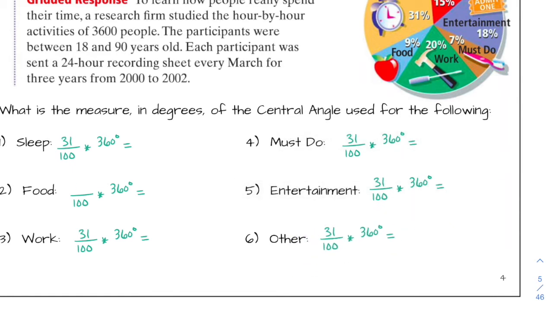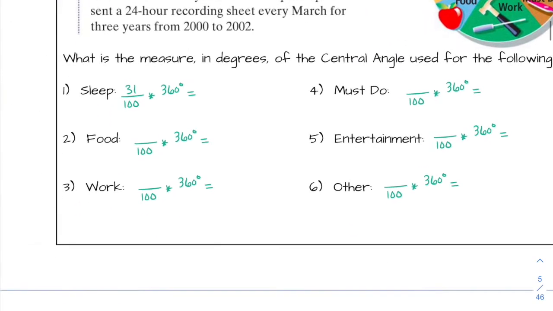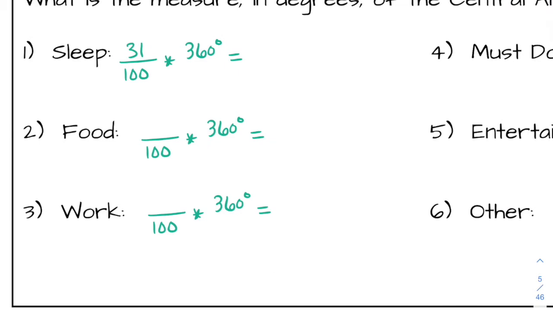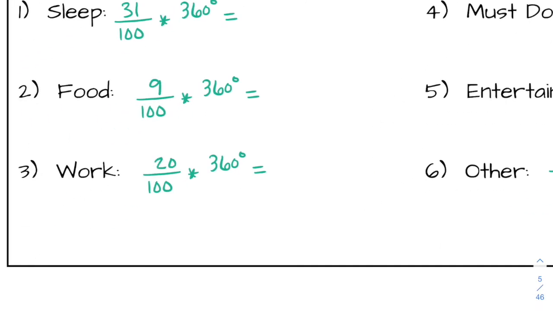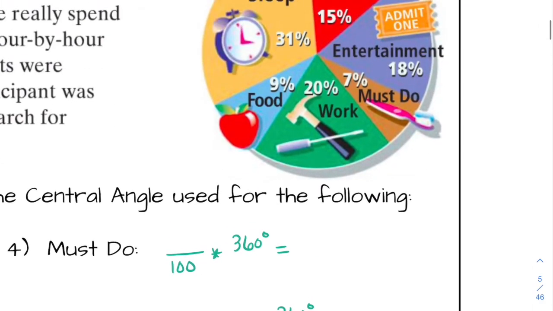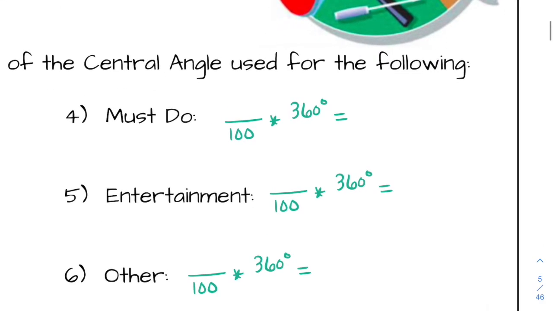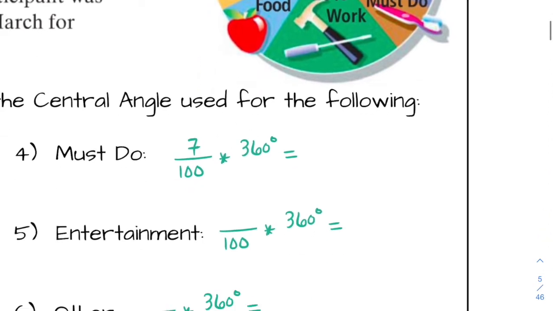So sleep is 31. Food is 9. Work is 20. Must do is 7. Entertainment is 18.